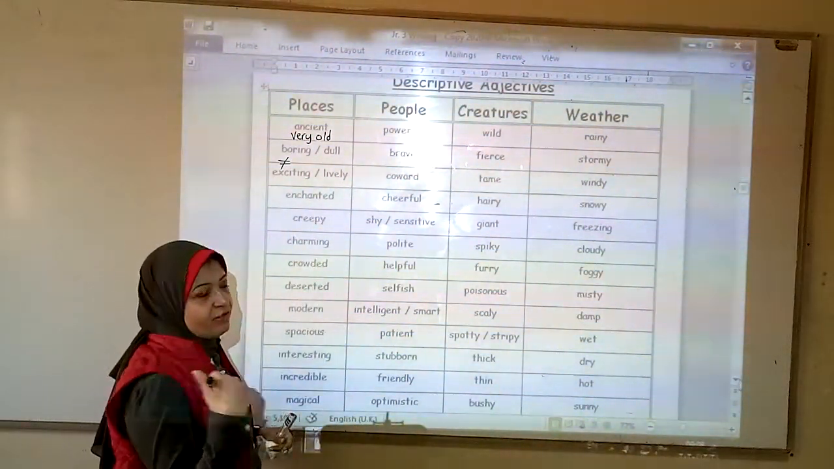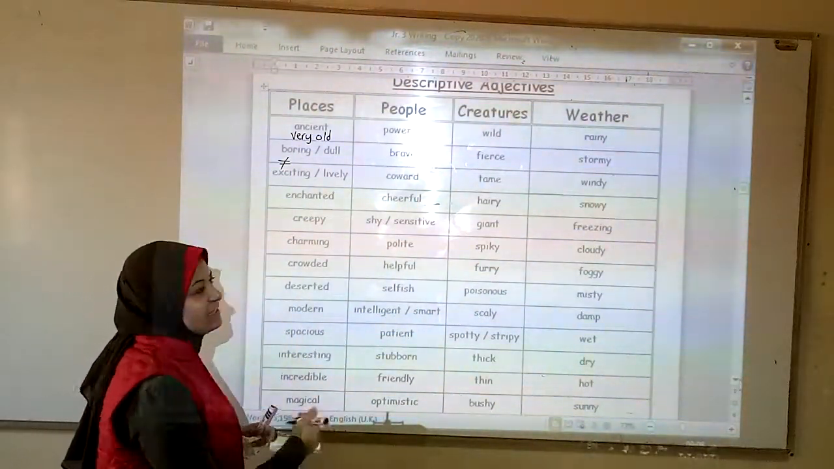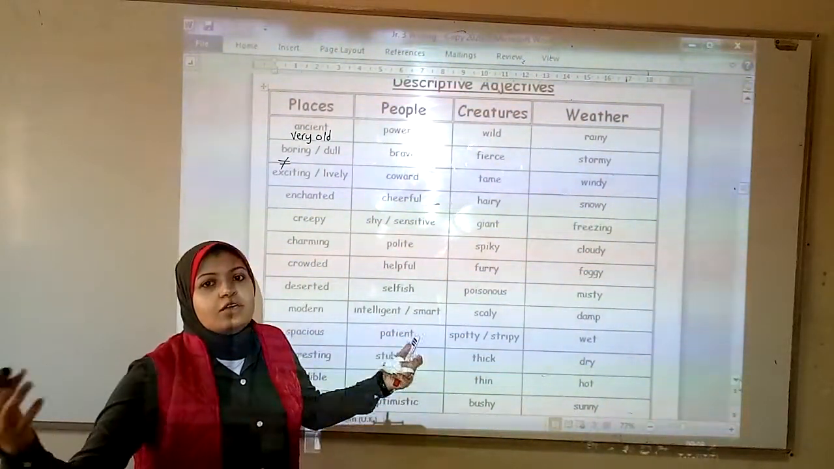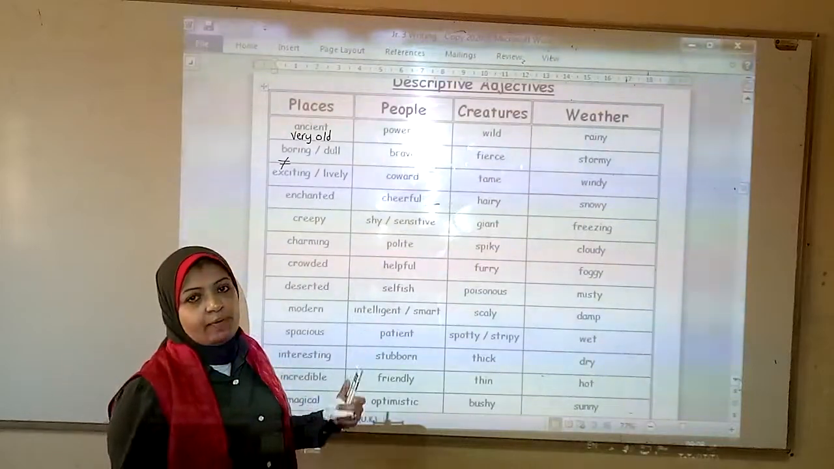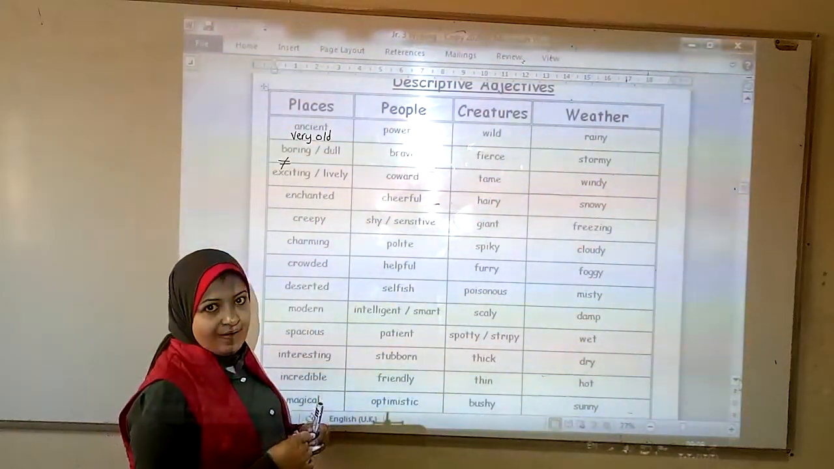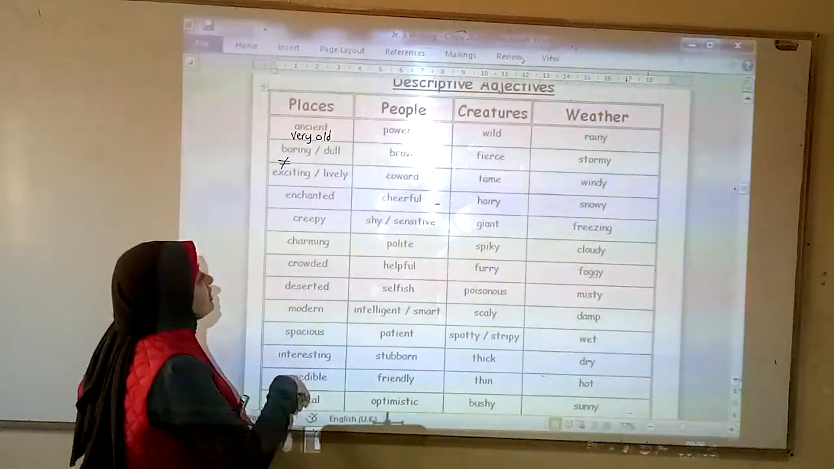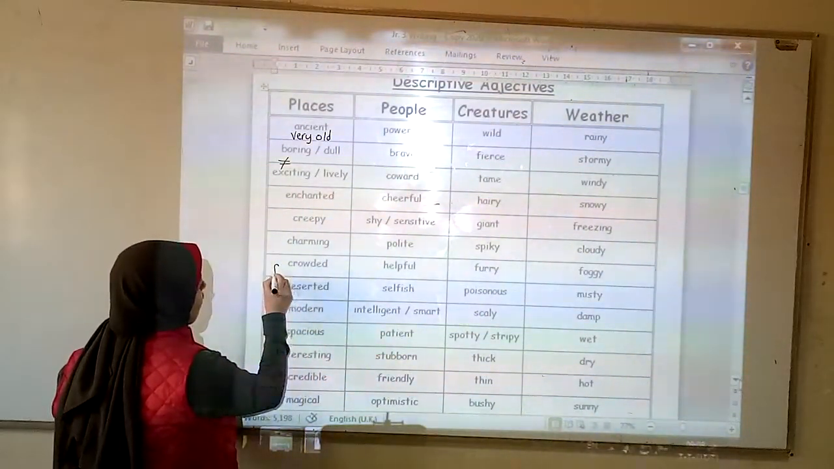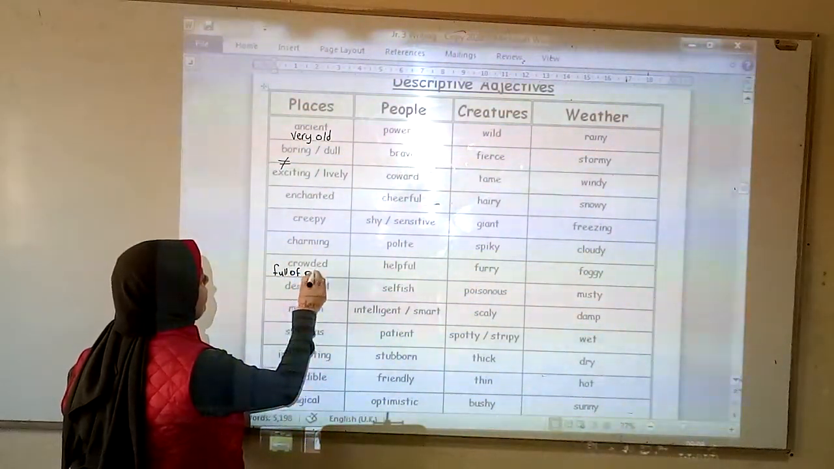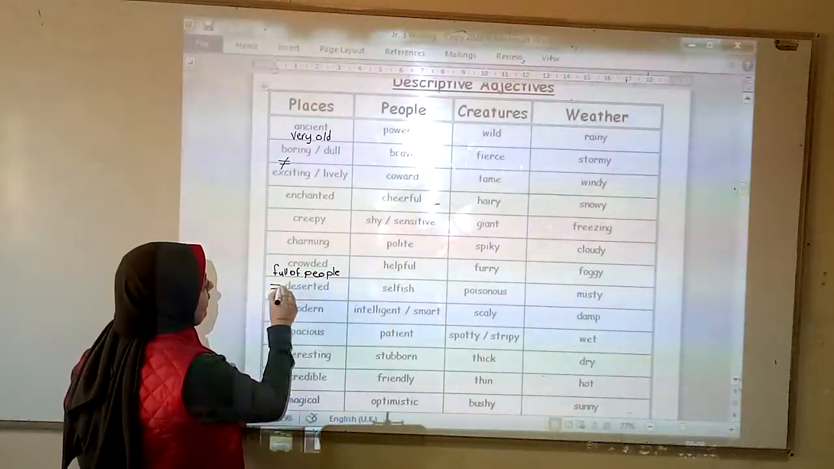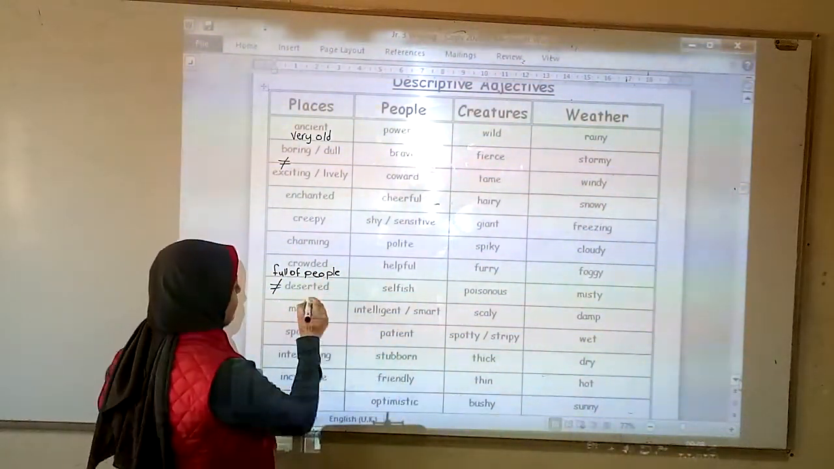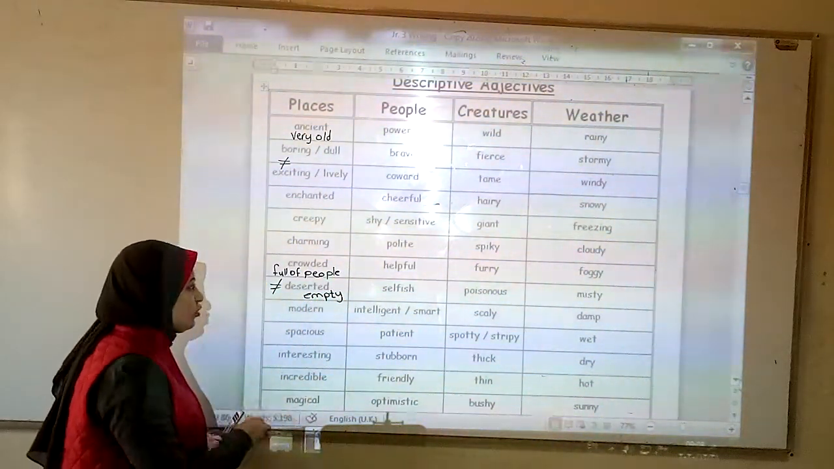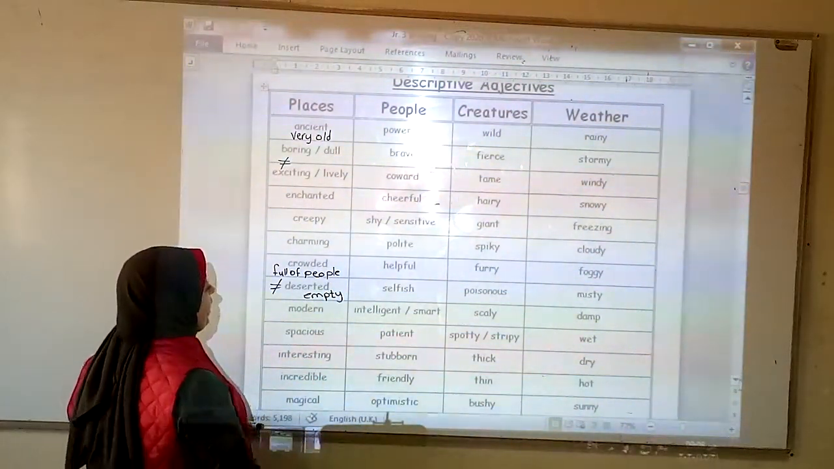Creepy, we know it from the descriptive. Strange and scary. Charming, it makes you feel wonderful. Charming, like Prince Charming, who got married to Cinderella or Snow White. Prince Charming, something that makes you feel wonderful. Crowded, full of people, and the opposite of it, deserted, empty, no one in it. Crowded, full of people, deserted, empty.